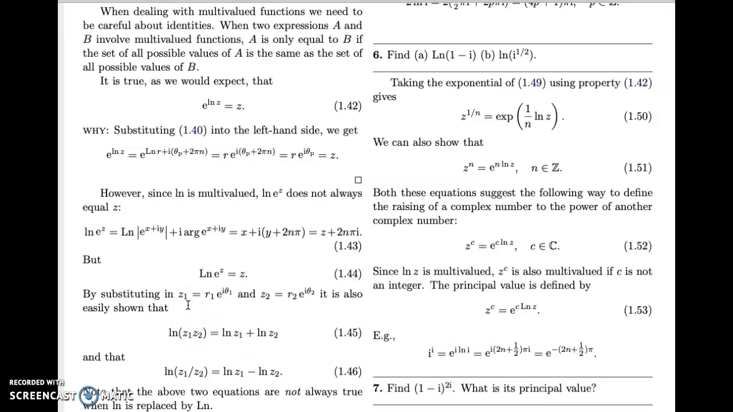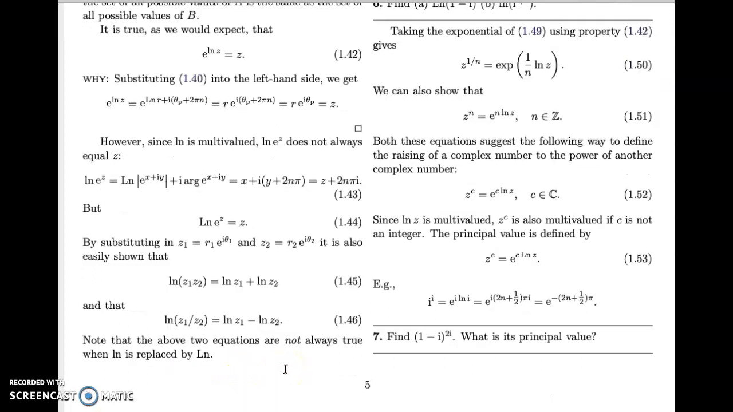It's fairly straightforward to show, by writing z1 and z2 in polar form, that this is still always true: the log of a product is equal to the sum of the logs, and the log of a quotient is the difference of them. This is no longer the case if the ordinary log is replaced by the principal value.